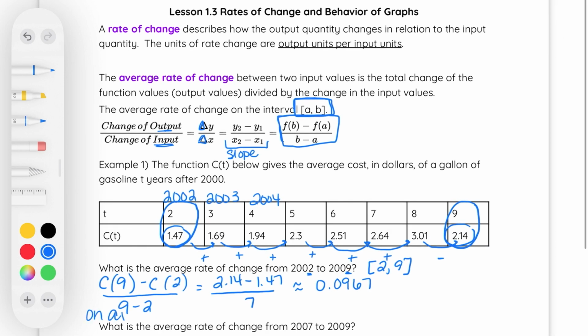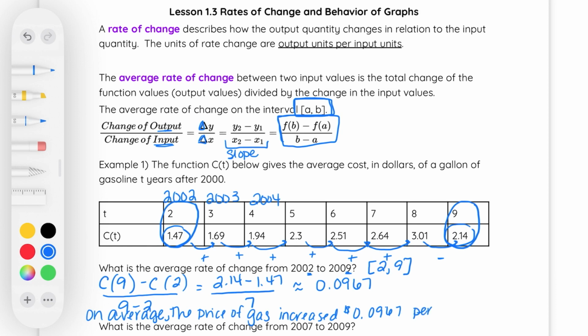This means that on average, the price of gas increased about almost 10 cents, 0.0967 dollars per year, because we divided it by 7 years, so it's per year.